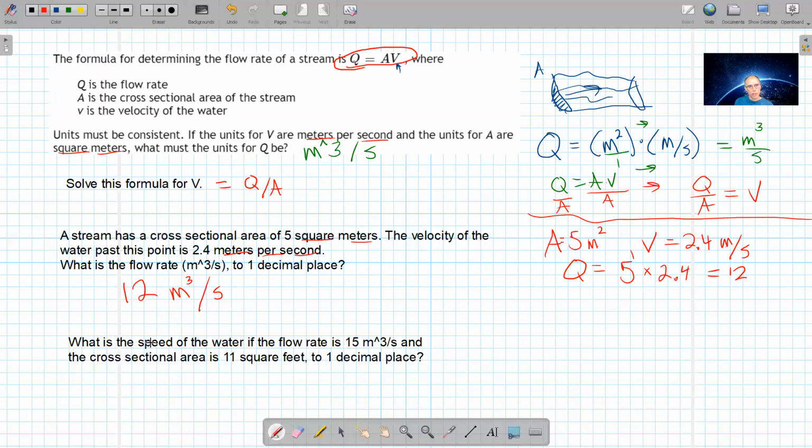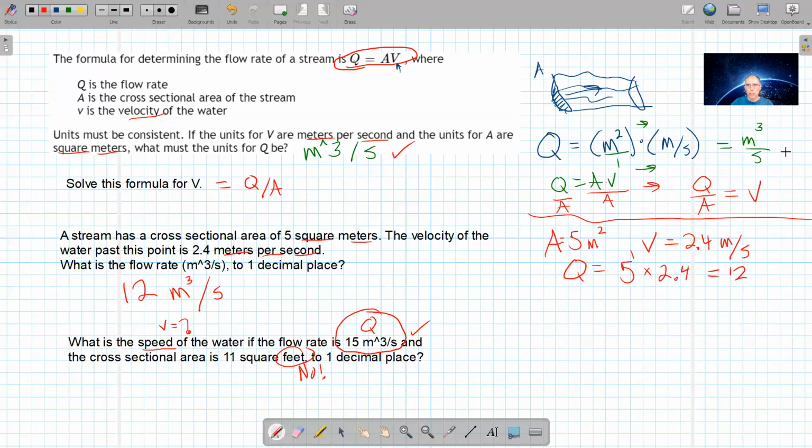Next one. What is the water speed? Water speed, that would be my velocity, so V equals what? If the flow rate, that's my Q there, and the cross-sectional area is 11 square feet. Okay, so I have good units. Meters cubed per second, that's a check. Square feet, ooh, no, can't have square feet. I need square meters. All right, so I'm going to have to do a conversion.